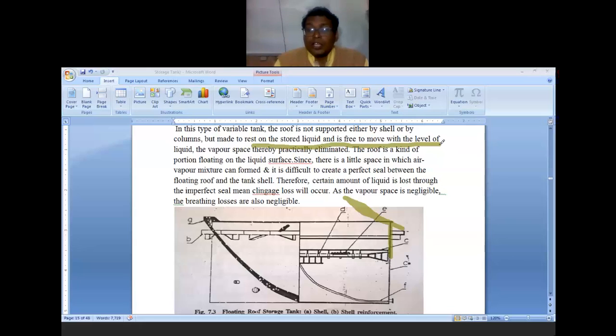That means whatever the level of the liquid is, the roof is going to move up and down. As this roof rests on the surface of the liquid, there is no vapor space. So the vapor space is negligible, and as a result the breathing losses are also negligible.